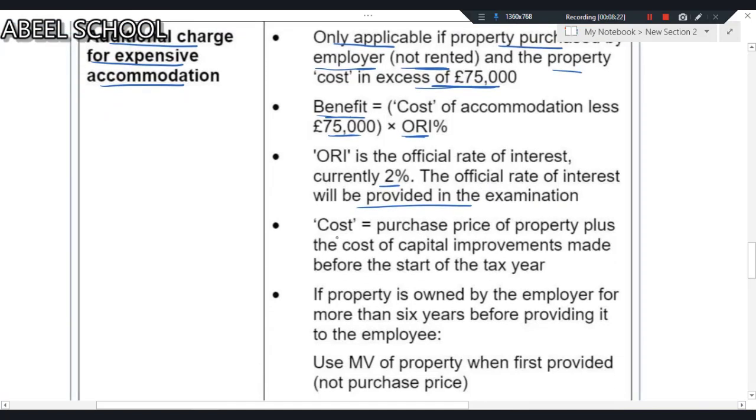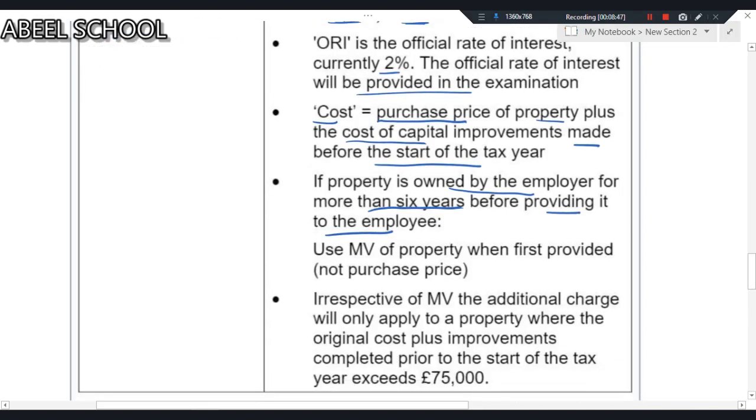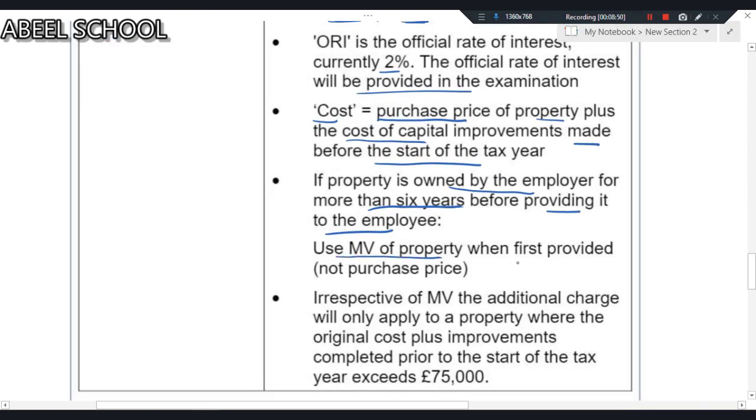Cost, what is the meaning of cost? That is very important. Purchase price of the property plus the cost of capital improvements made before the start of the tax year. For example, the current tax year is 2022-23. You will be adding all those capital expenditures which were incurred before the current tax year. If the property is owned by the employer for more than 6 years before providing it to the employee, then use the market value when first provided, not the purchase price.